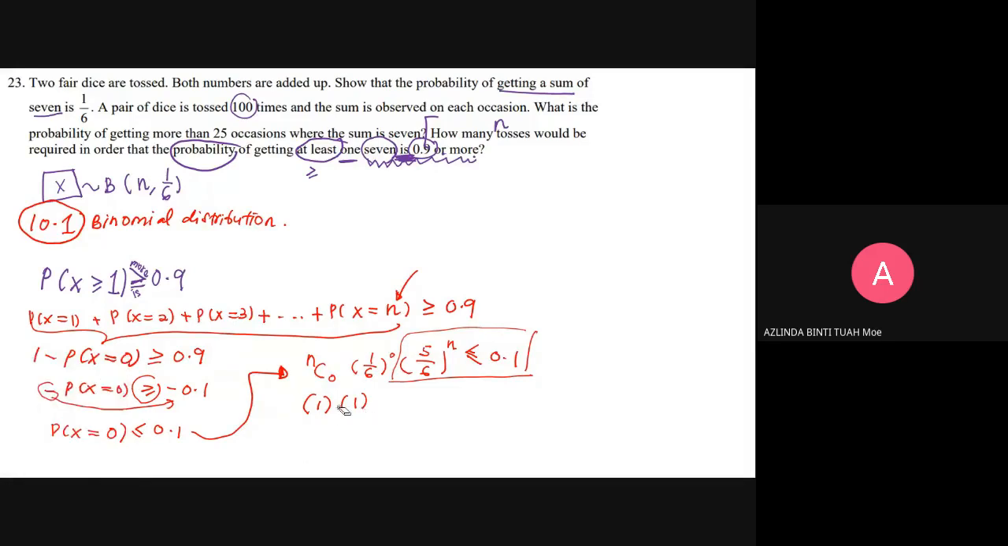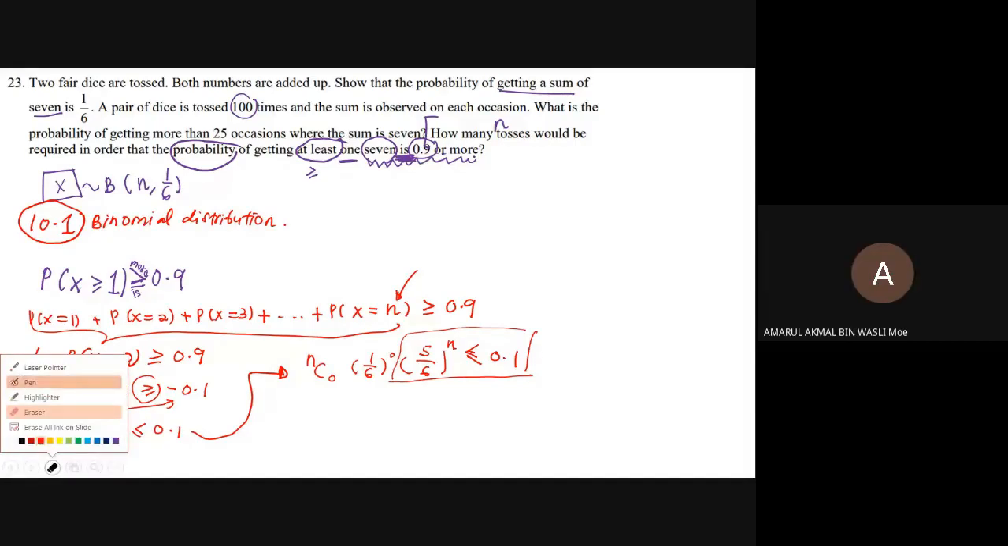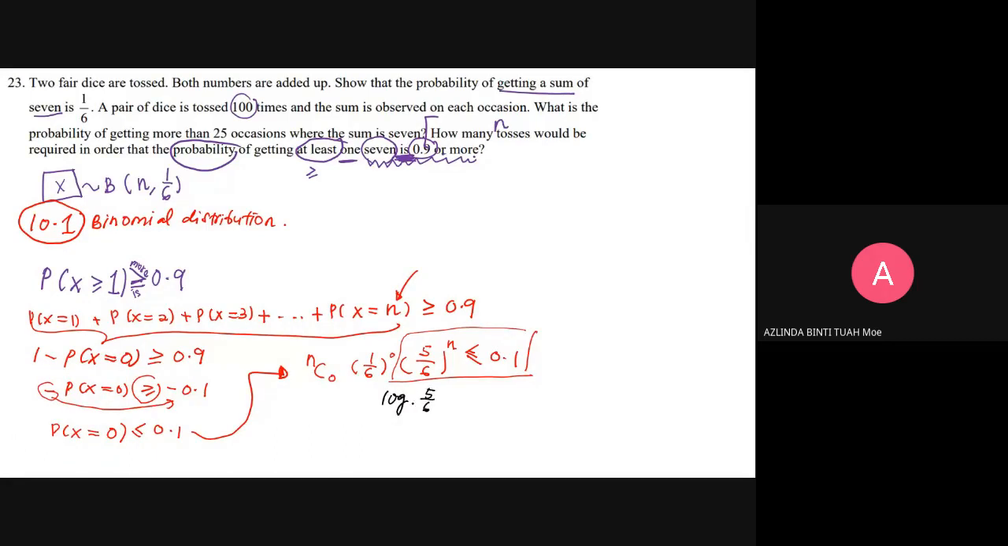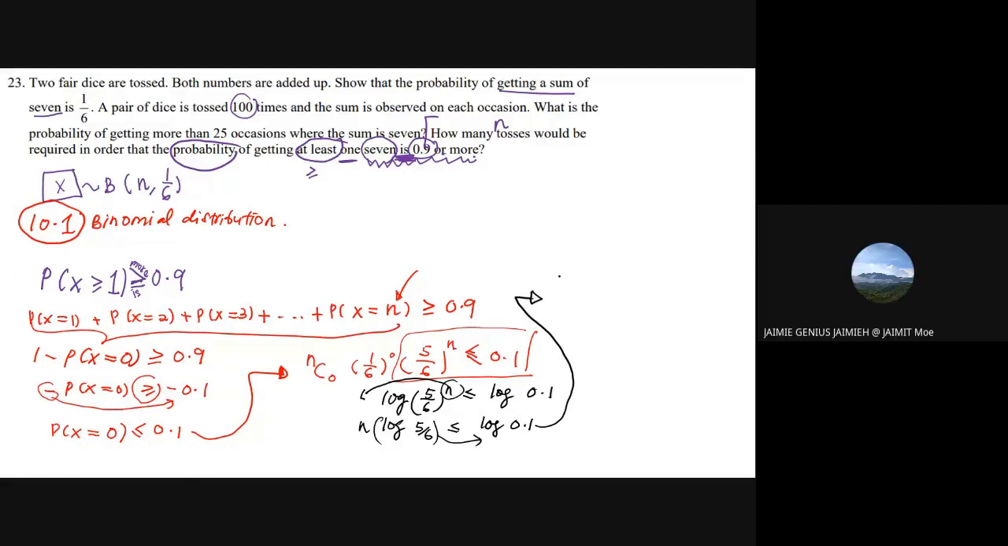Okay, what skill is needed to solve for the value of n? What rule? Log. Yes, log. Log of 5/6 to the power of n less than or equal to log 0.1. Bring down the power. Then we have to move the log 5/6 to the right hand side, it will become divide. But there is one very important thing before you bring log 5/6 to the right: you must check whether the value of log 5/6 is positive or negative. Positive or negative? Negative.